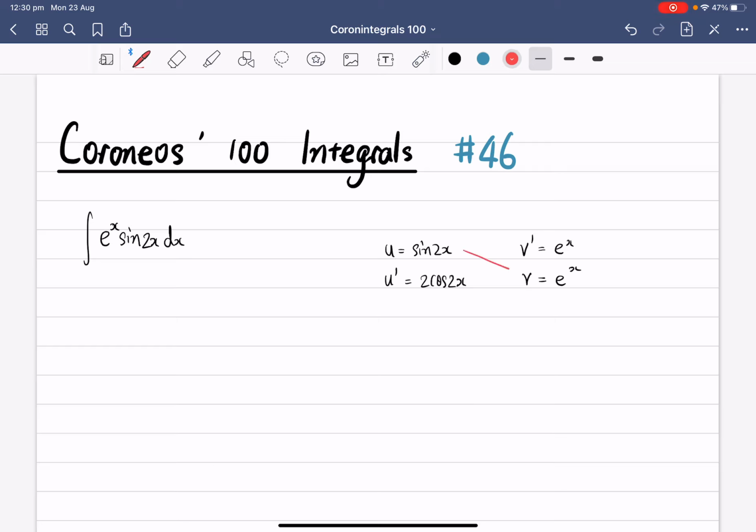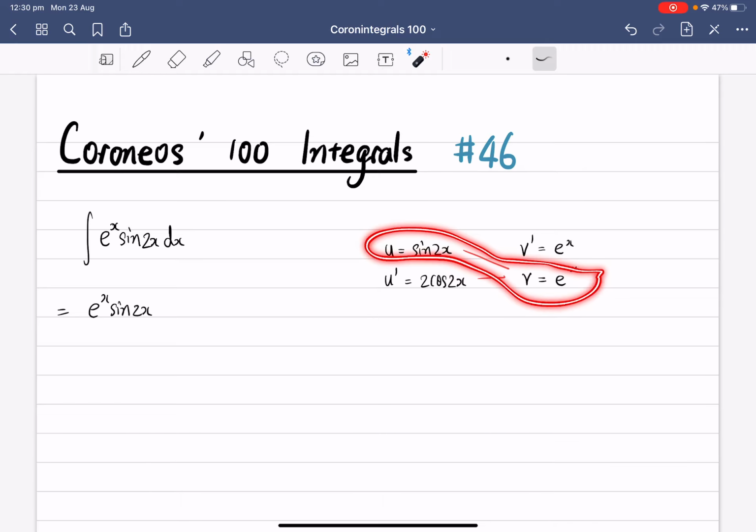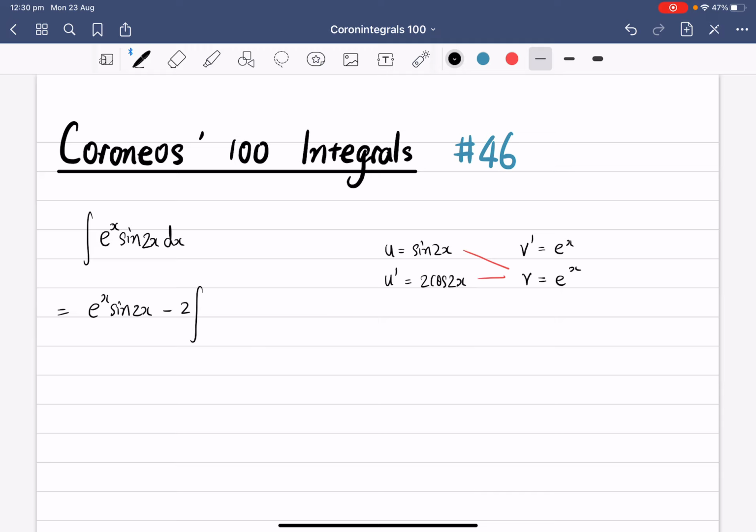Alright, so we need to just multiply these two together, and then we can use integration by parts. We end up with e to the power of x multiplied by sine 2x. That is just the product of these two, which is u times v. And once we finish that, we need to minus the product of u dash and v. So we need to minus the product of these two. And that gives us 2 integrate e to the power of x cosine 2x dx. Okay, so obviously we can't finish this question this way. We still have this one to do.